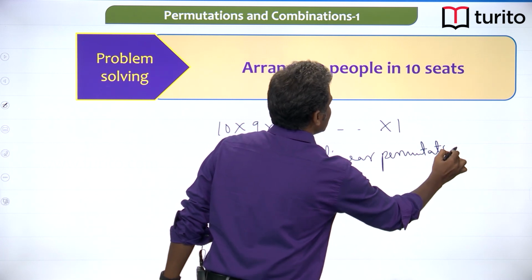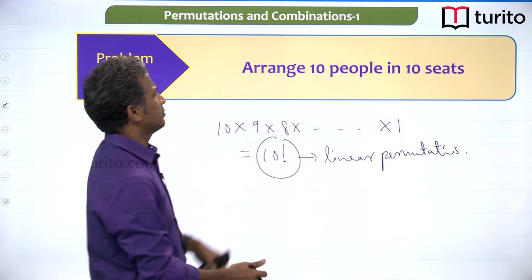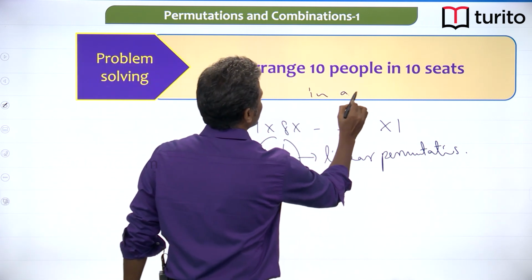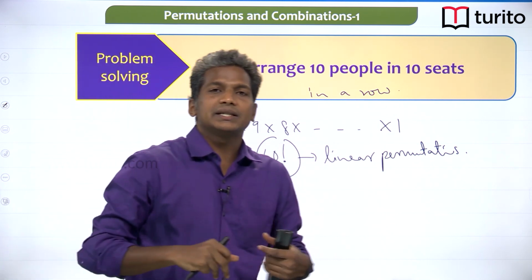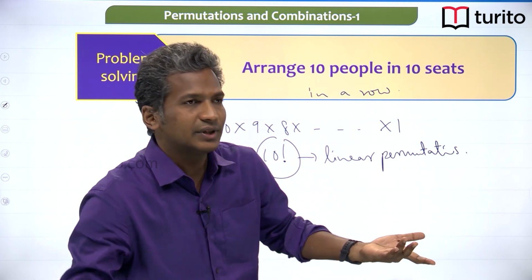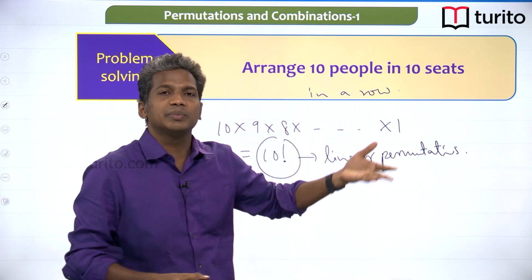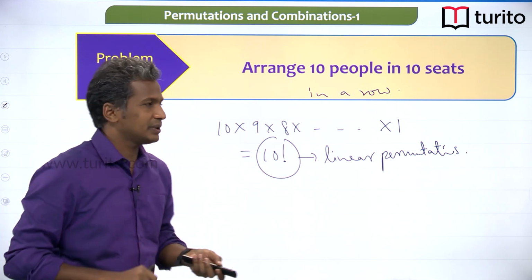These are also called linear permutations. That means we are basically arranging all of them in a row. Let us say the question is arrange 10 people in a row. What is the meaning of that? Meaning is arranging 10 people in 10 seats. Now, let us have a look at a different example.